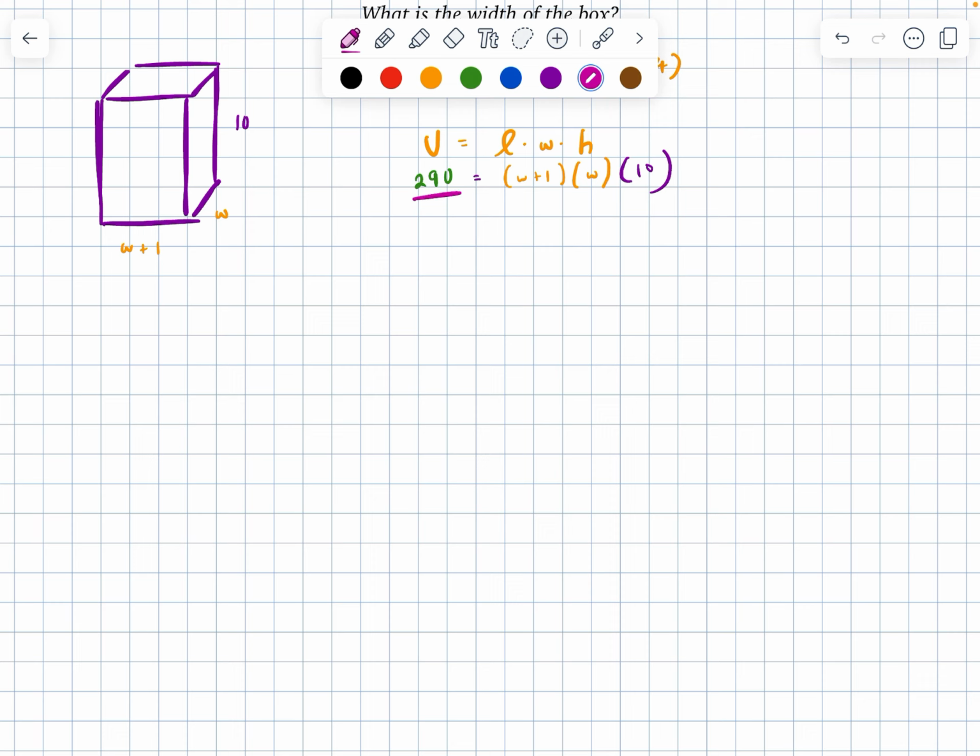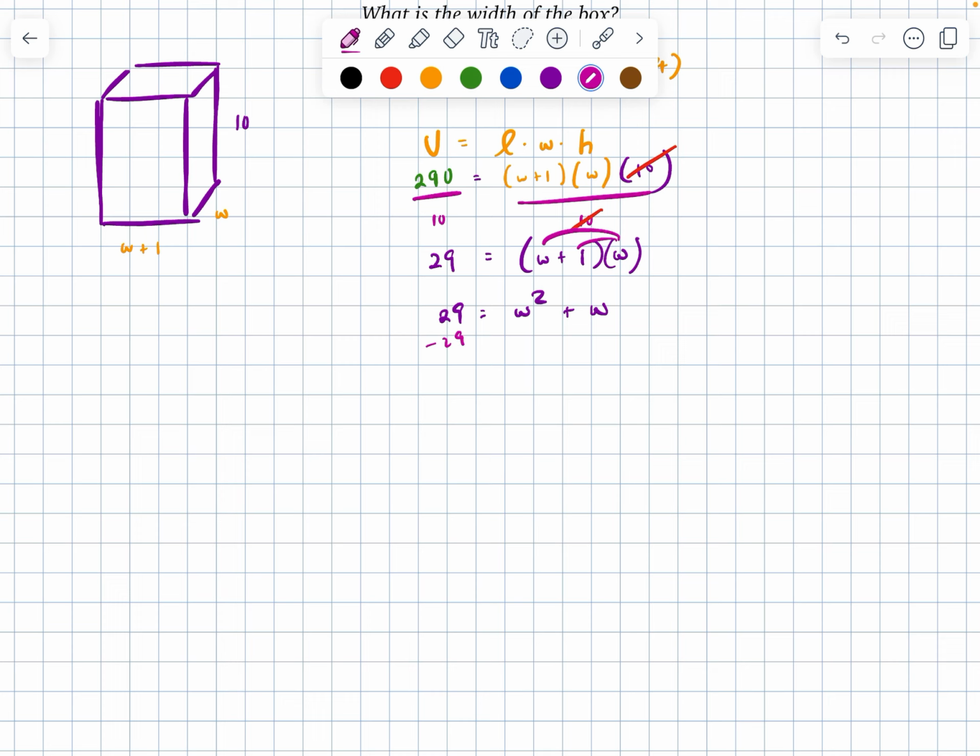Now, there are a couple of first moves I could make. I could distribute everything out, but I want to be strategic. Notice that 290 is a multiple of 10. So I'm actually going to begin by dividing both sides by 10 to cancel out that 10 on the right side, which would just leave me with the W plus 1 times W. On the left, that's just 29, and now I'm in pretty nice shape.